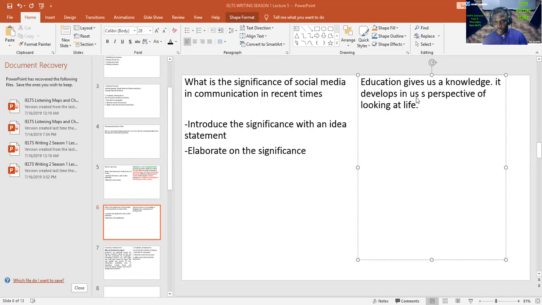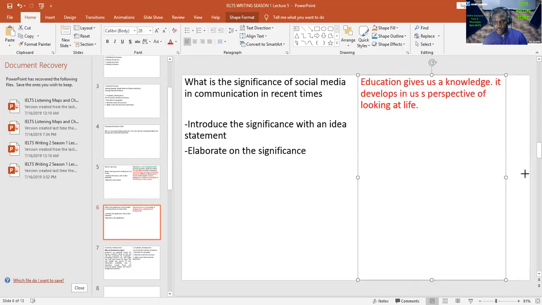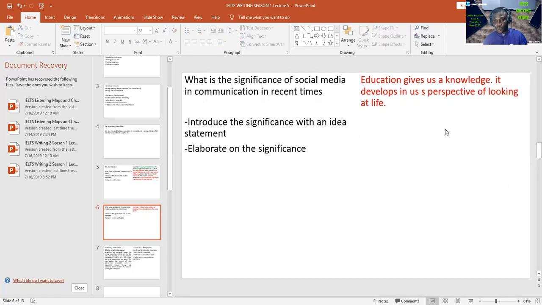This is the question. What I posted there was the response of someone on education. Okay, that's why I highlighted it in red. This is the question. If you have seen the question, I will navigate to the one I wrote down, so that you can use it as a guide. What is the significance of social media in communication in recent times?